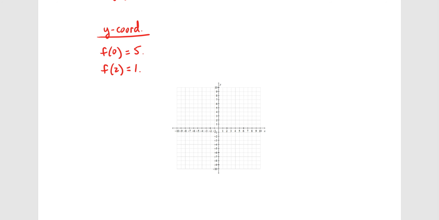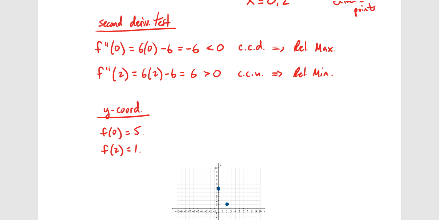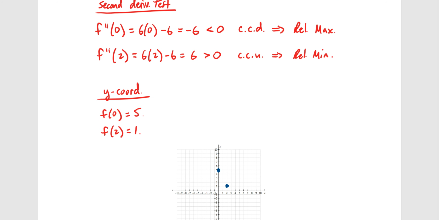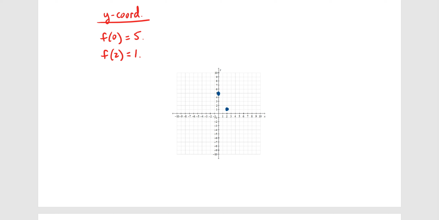So let's plot those first. F of 0 equals 5. F of 2 equals 1. And we know that there's a relative max at 0, a relative min at 2. So that means it's going to have to change from increasing to decreasing at 0, and then decreasing to increasing at 2. And that is our function f of x. So relative max at 0, relative min at 2.